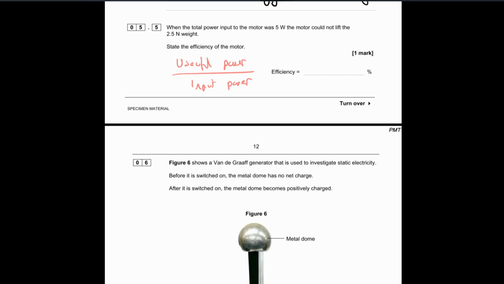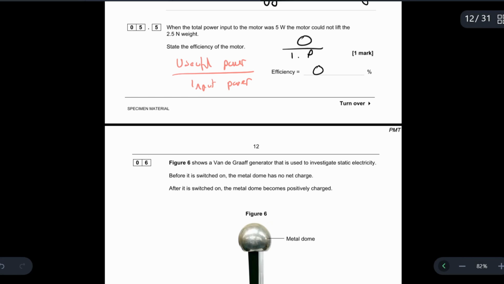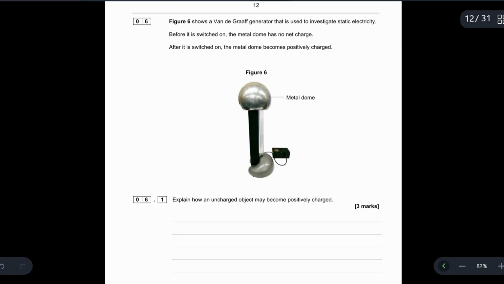In this case, the motor could not lift the 2.5 newtons weight at all. So in actuality, we didn't actually do anything useful because we didn't lift the weight at all. And so because of that, the useful power out is going to be zero. So it's zero divided by the input power. And the input power doesn't really matter what this is, because if you've got zero on the top, that means our efficiency is going to be 0%.